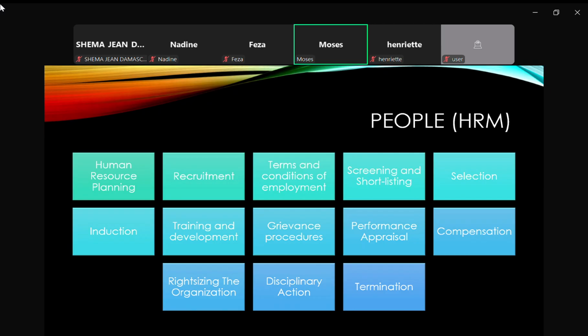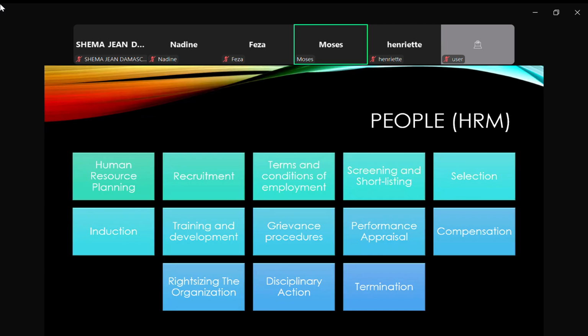Recruitment is mainly about bringing the right people to the job. And then you have terms and conditions. These are contracts, so you need to make sure you have proper contracts. And then you have screening and shortlisting, and then you have selection. Of course, screening and shortlisting is something you already know. Selection is essentially selecting the right candidate.